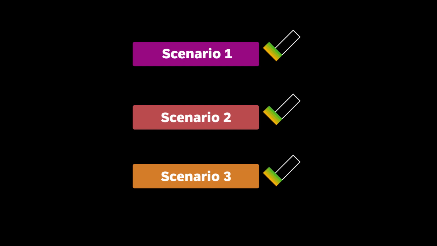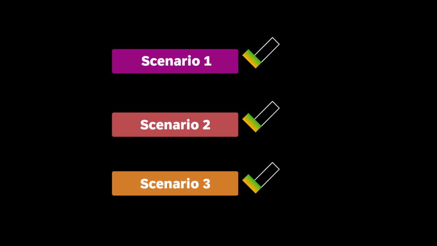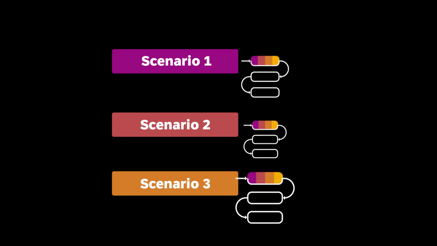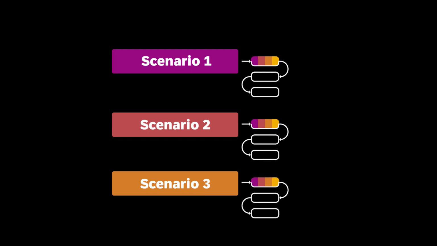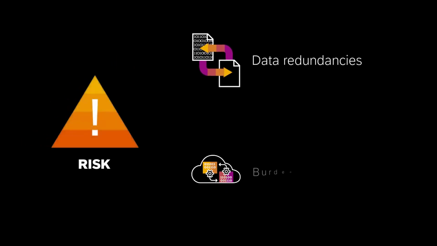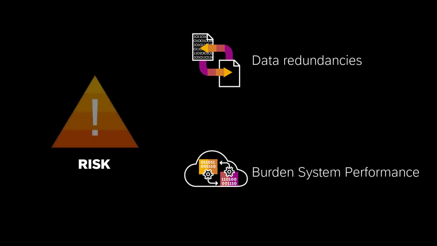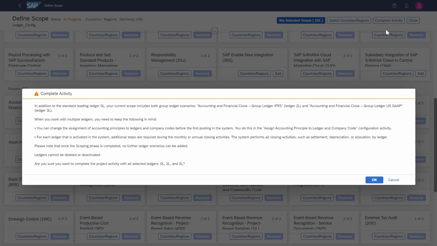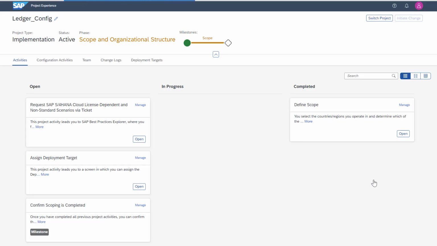On the other hand, if I activate all 3 ledger scenarios and don't need all of them, even in the future, I have to then run certain closing steps for each individual ledger on a regular basis, and thus risk creating data redundancies and burden system performance for something we don't actually need. In our case, we know we need all 3, so I'll go ahead and click OK to confirm the warning message. The next thing I have to do is complete the scoping phase and confirm this milestone.